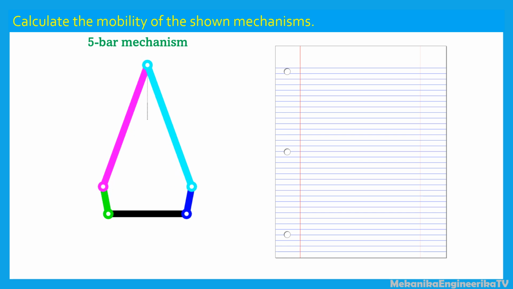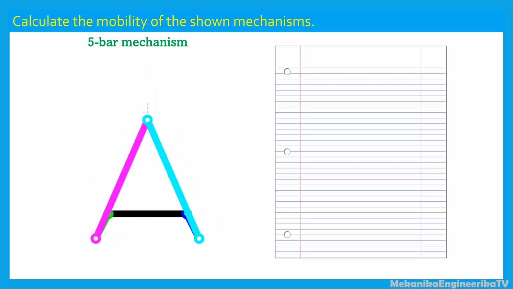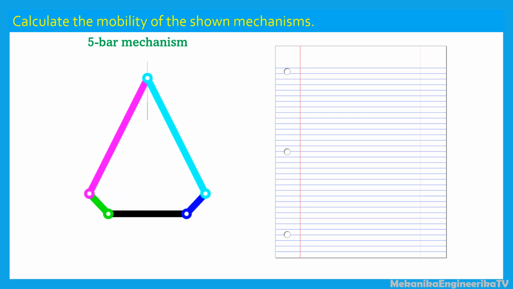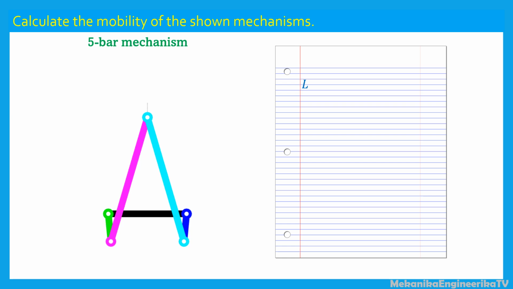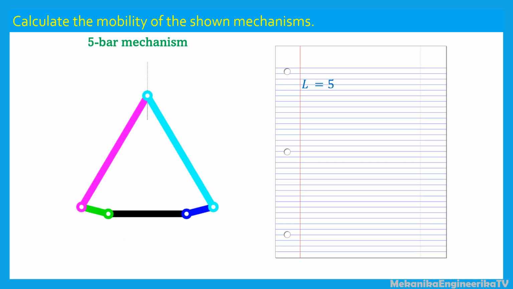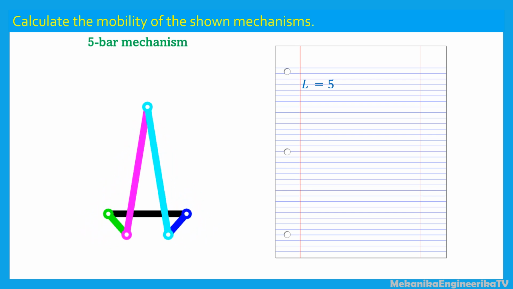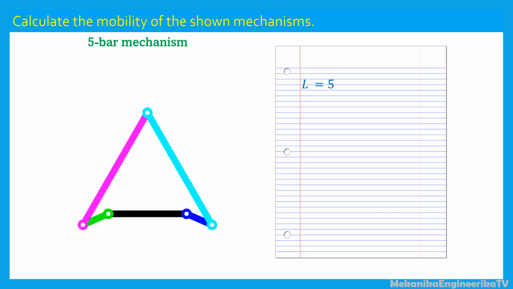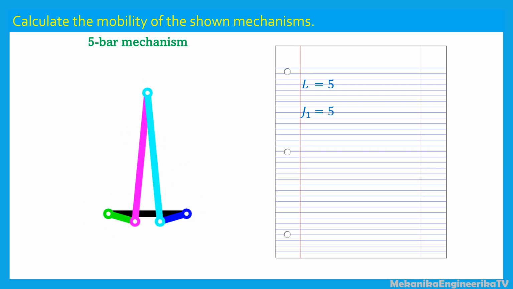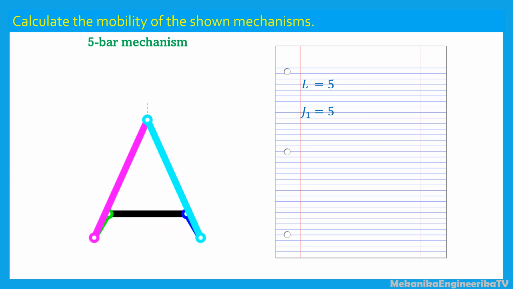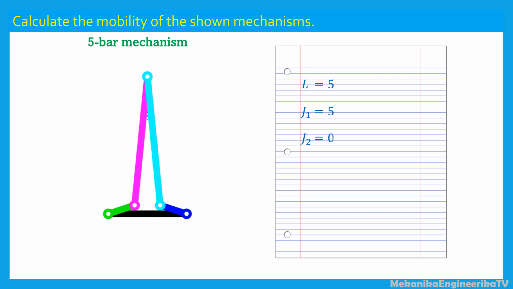First, let's focus on the mechanism at the left, the ordinary 5-bar linkage. This mechanism is built up from 5 links, 5 bars. Thus, L, the number of links, is equal to 5. There are also 5 rotating or pin kinematic pairs connecting the 5 bars together. Hence, the number of lower kinematic pairs, J1, is equal to 5. There is no higher kinematic pair. Thus, J2, the number of higher kinematic pairs, is equal to 0.